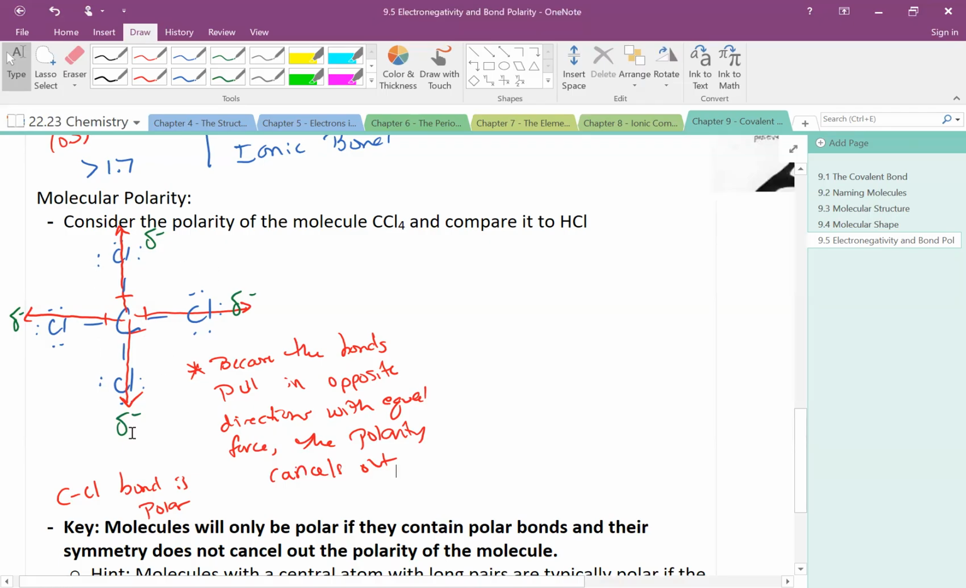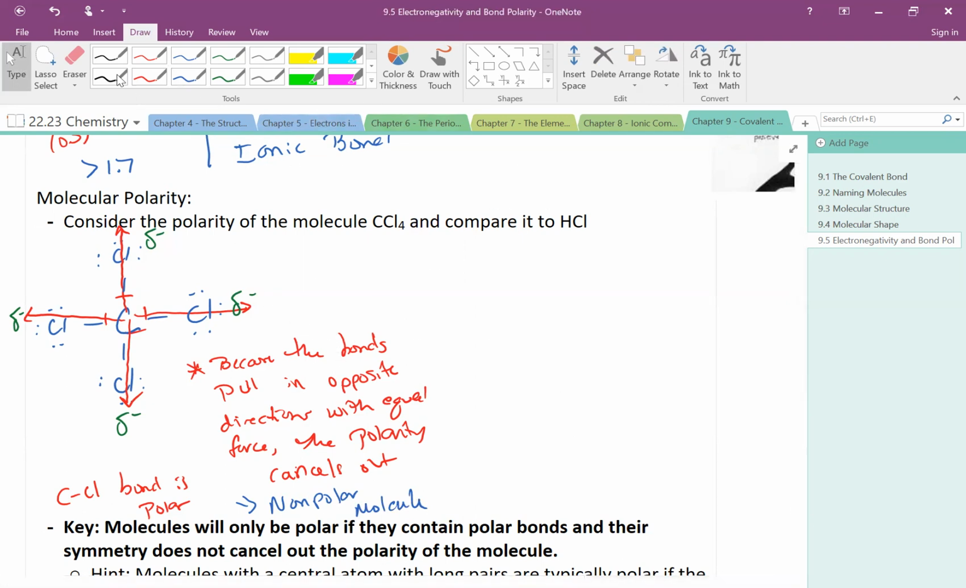The electrons are not on one side of this molecule. They are evenly distributed around the exterior of this molecule. So there isn't a positive side and a negative side. It's all evenly distributed. Well, when we have an even distribution, this results in a nonpolar molecule. Nonpolar molecule, which is fascinating.